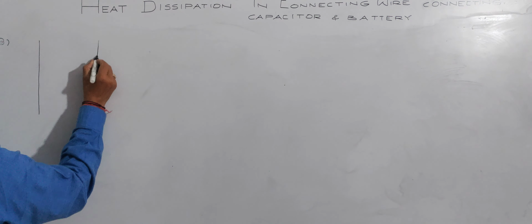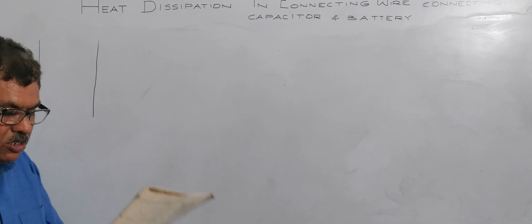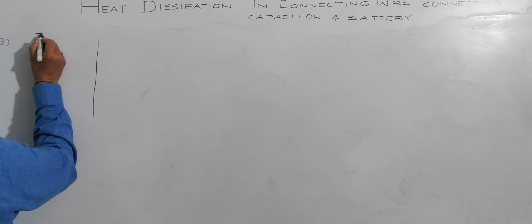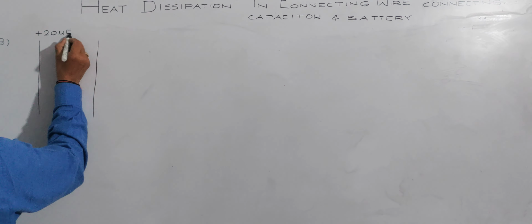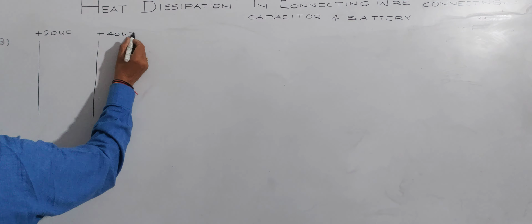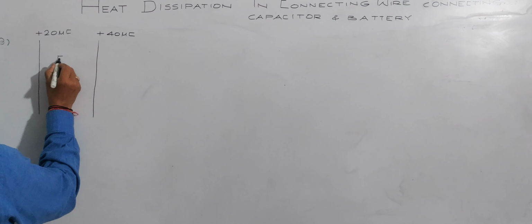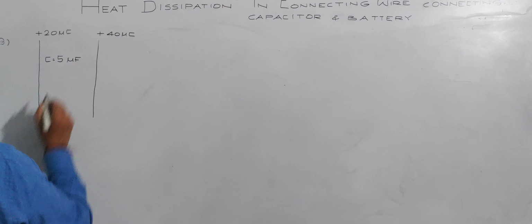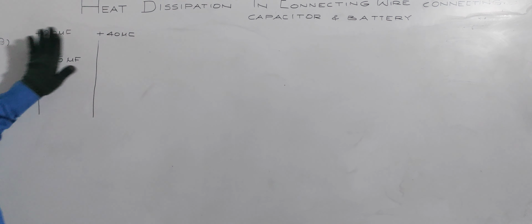Now the two parallel plates of the capacitor do not have an equal amount of charge. The charges on the two plates are 20 microcoulomb and 40 microcoulomb, and the capacitance is, let us take, 5 microfarad. And it is connected to 6 volt. Now this is the situation.